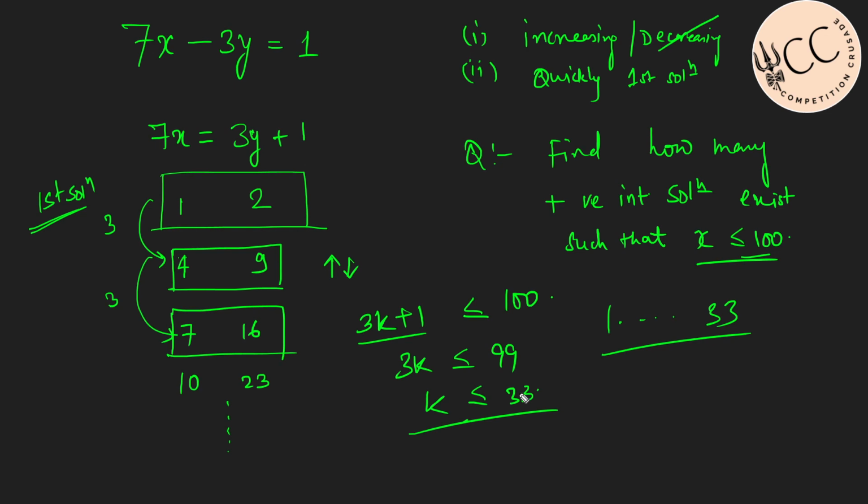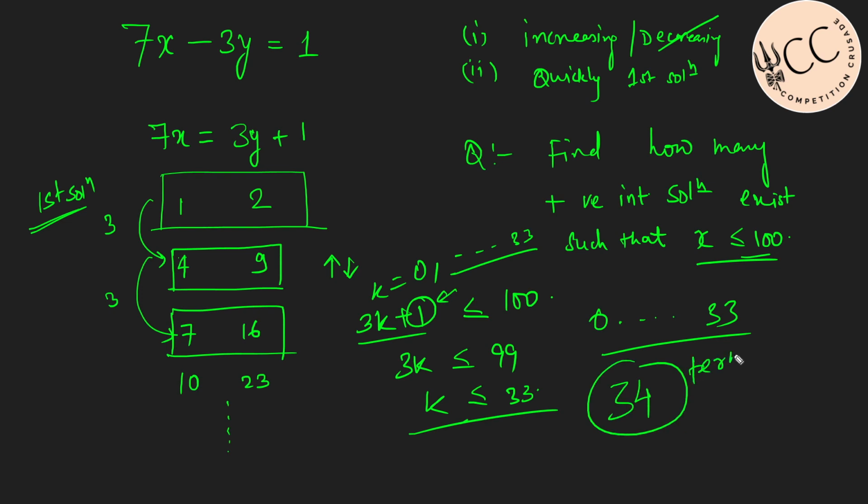Is it 1 or is it 0? You have to be careful, because we did not start from 1. What we started from was k equal to 0, and we went all the way till k equal to 33. We cannot go any further, so please do not get bogged down by this number 1. So this is from 0 to 33, and thus we will have 34 terms, or 34 solution pairs, you can say.